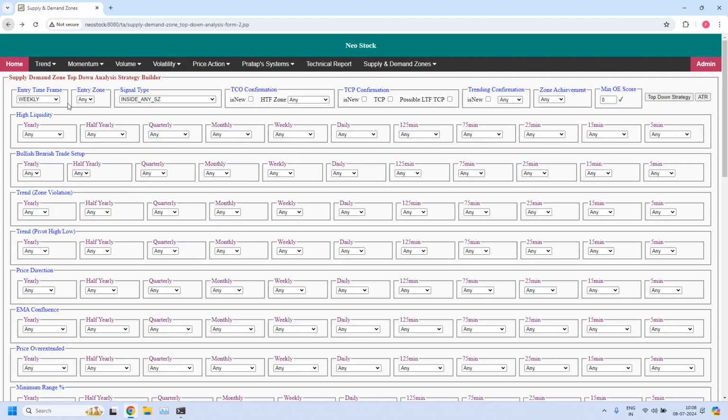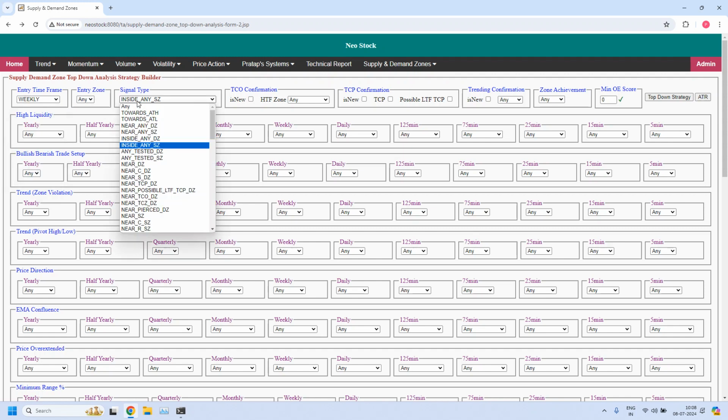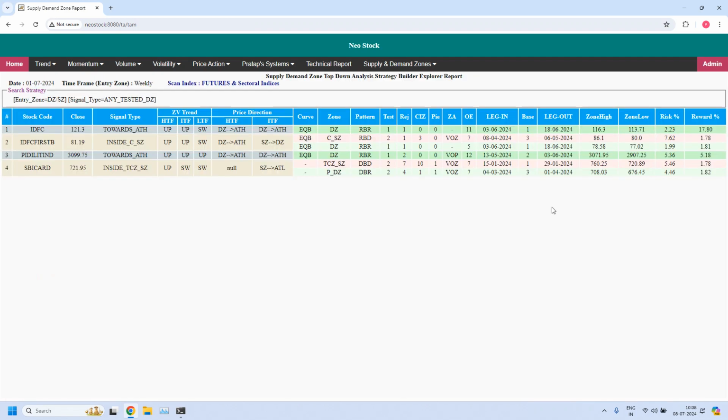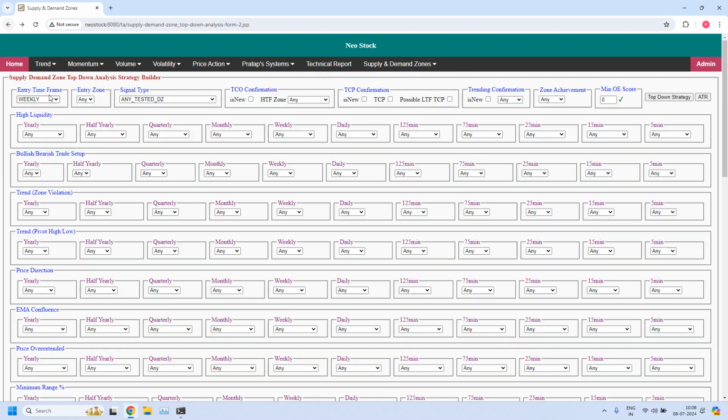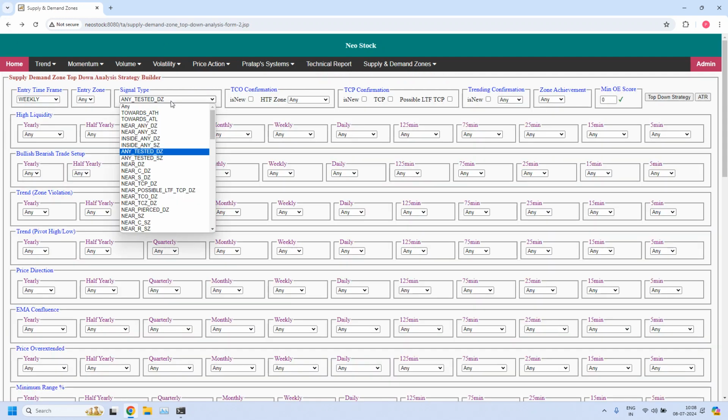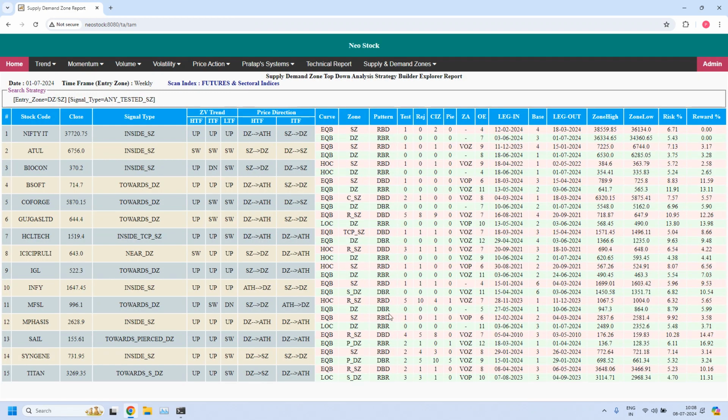Okay, next report for weekly time frame. Let us identify the stocks tested during this week, the demand zones tested during this week. These 4 stocks having weekly demand zones are tested. Let me go back. For weekly time frame, let us identify the stocks having weekly supply zones tested. So 15 stocks are filtered. These 15 stocks having weekly supply zones are tested during this week.